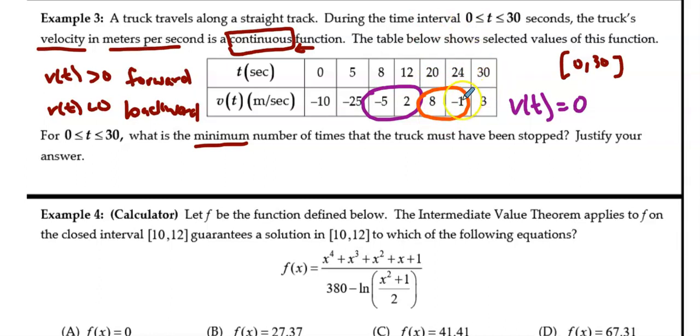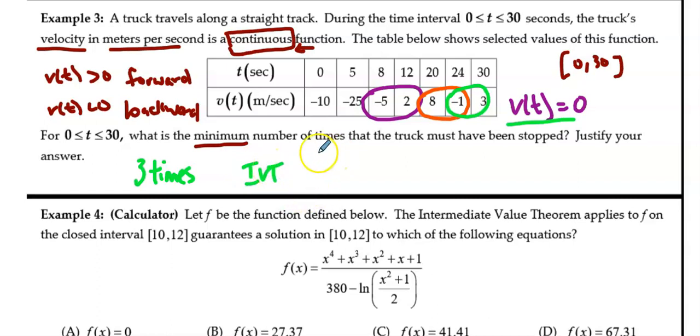And then a third time, ladies and gentlemen, again, we're in reverse and we're going forward. So really this question just breaks down to when did my signs change from positive to negative and negative to positive. But I want you guys to get the idea of what's actually happened in this question, right? So that's the idea. So what's the minimum number of times that the truck must have stopped? The answer is 3 times. Again, it could have happened a lot more, but we know of at least 3 times, and we can justify our answer by saying it's IVT.